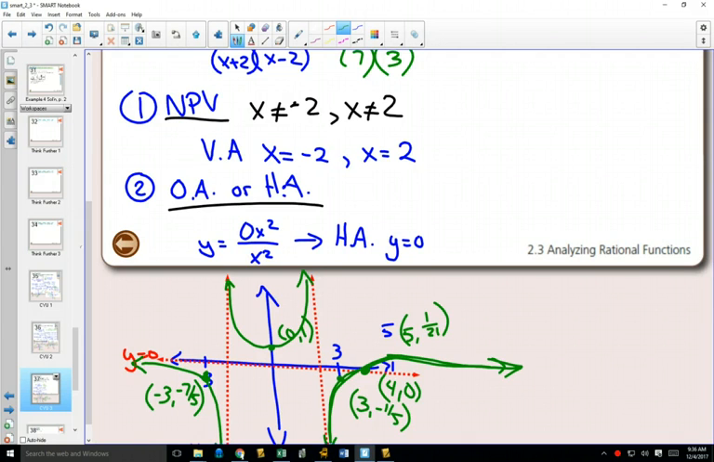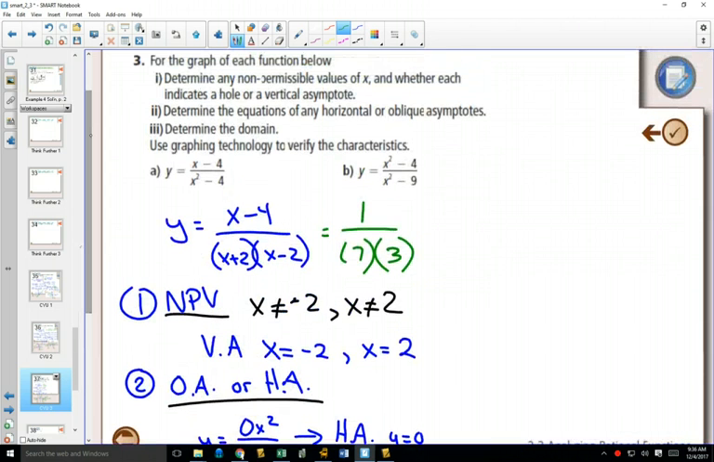I'm going to leave you to try part B. Again, step 0, factor it completely. Step 1, list your non-permissible values. Step 2, find out if this one has oblique asymptotes or horizontal asymptotes. Draw all of your asymptotes and then go through a table of values. Find your x-intercepts and your y-intercepts and other points until you have enough information to graph it. Questions for practice on number 3 are 6 and 7.